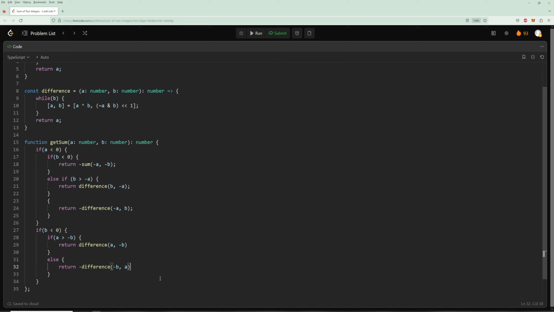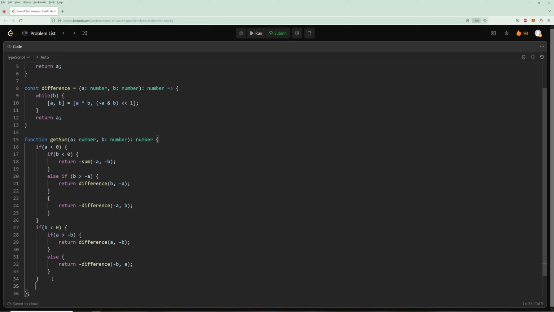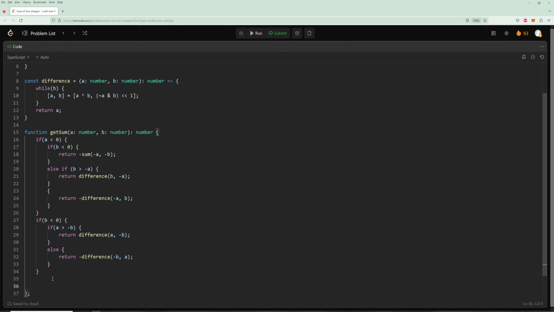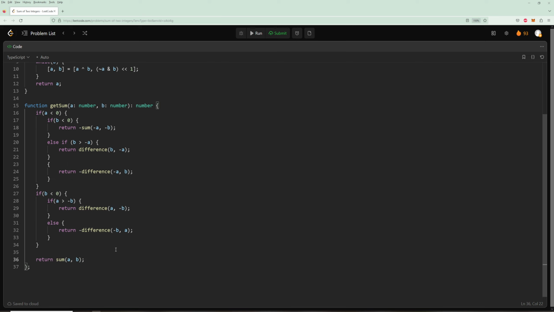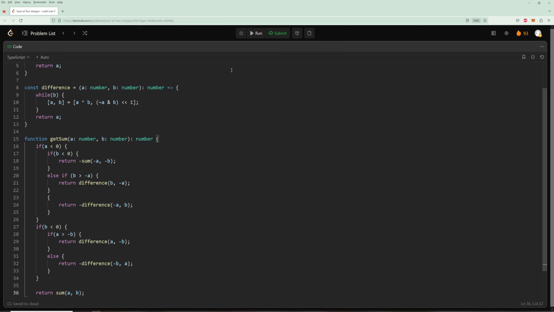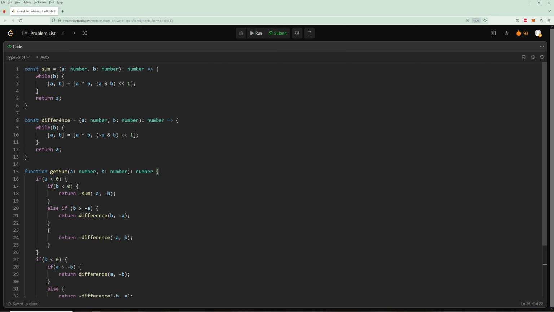Okay. And then finally, if none of them are negative, then we can just do the normal sum, right? If they're both positive, let's just do the normal sum. So sum A plus B. And there you go. So this is all the cases where now we either have a sum of two positive numbers or a difference of two positive numbers where A is bigger than B.